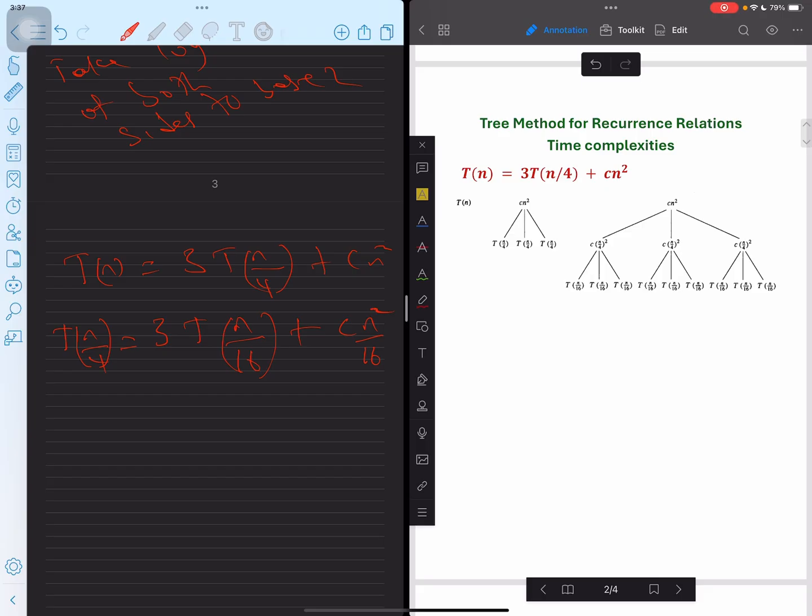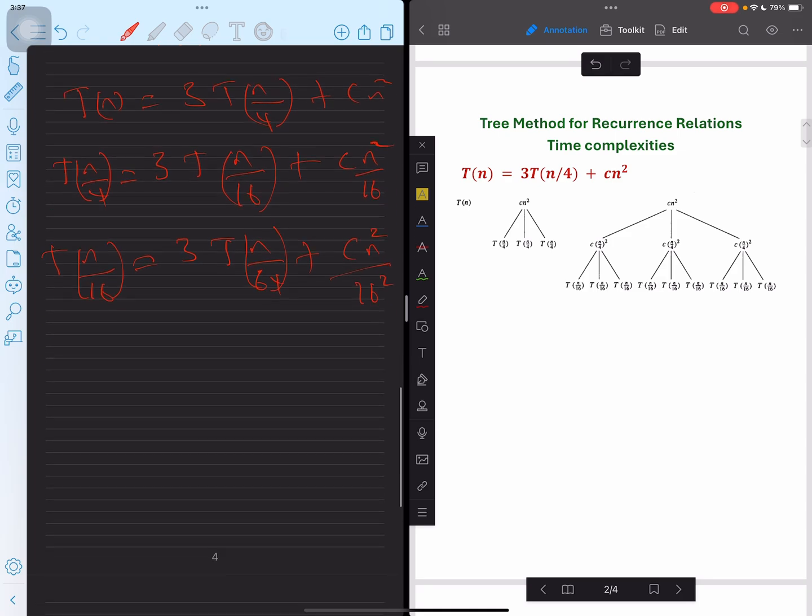Then when the input is n over 16, what I have is 3T(n/64) plus Cn squared over 16 squared. See that? So now I want to see the input reduction pattern, which is n, n over 4, n over 16, n over 64. This will continue until you get to the base case.